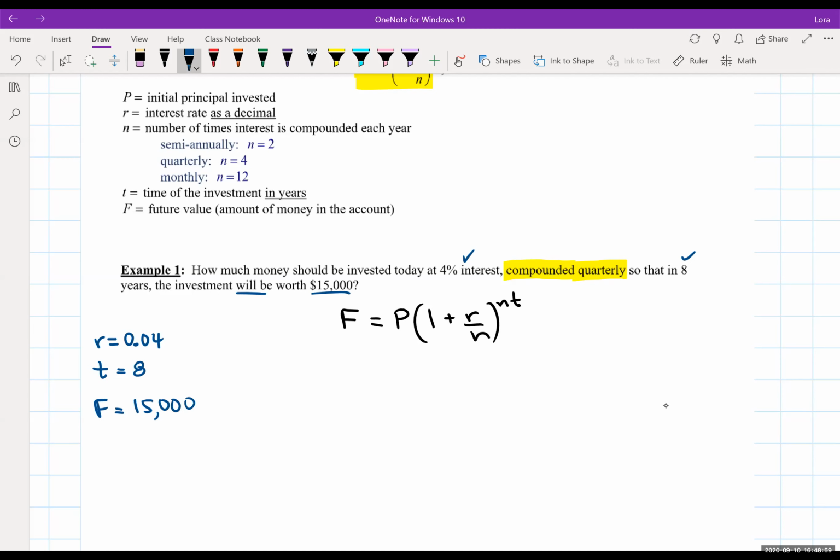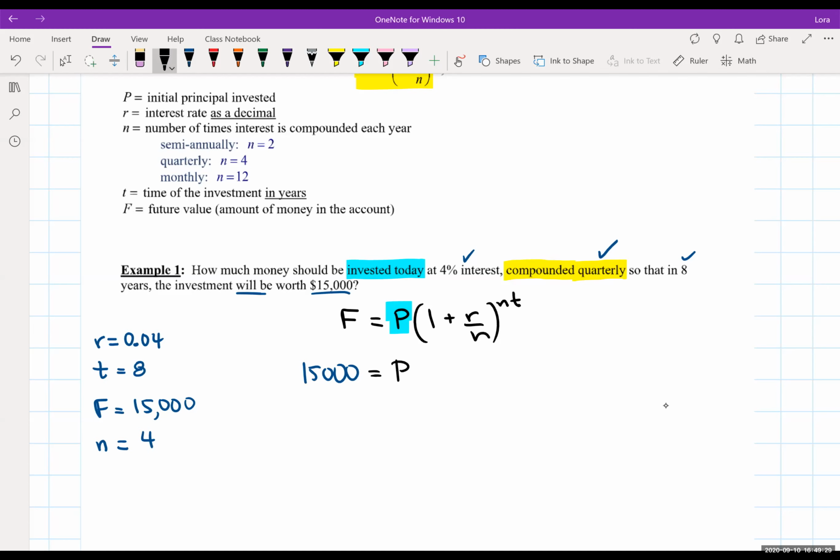So let's see, we have almost everyone. The compounded quarterly. So quarterly, that is our N. Compounded quarterly means 4 times per year. So it looks like we are trying to solve for how much money should be invested today. That is our principal. So let's plug in everyone that we know. So F is 15,000.